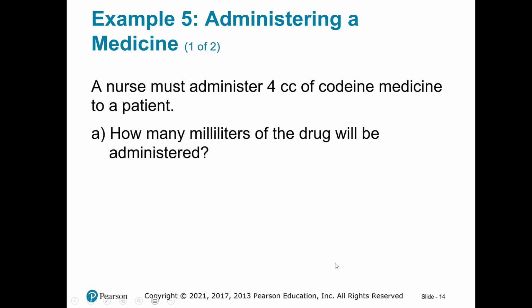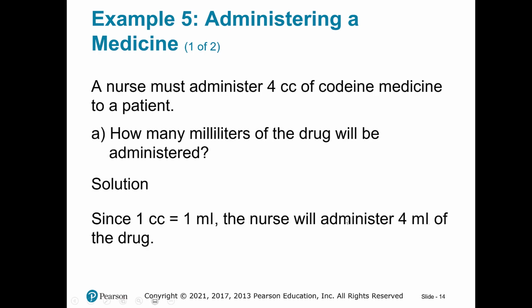Okay, so let's do an example here. A nurse wants to administer 4 cc's of codeine medicine to a patient. How many milliliters will be administered? Since 1 cc is the same thing as 1 milliliter, the nurse will give 4 mLs of the drug. So 4 cc's would be the same as 4 milliliters.